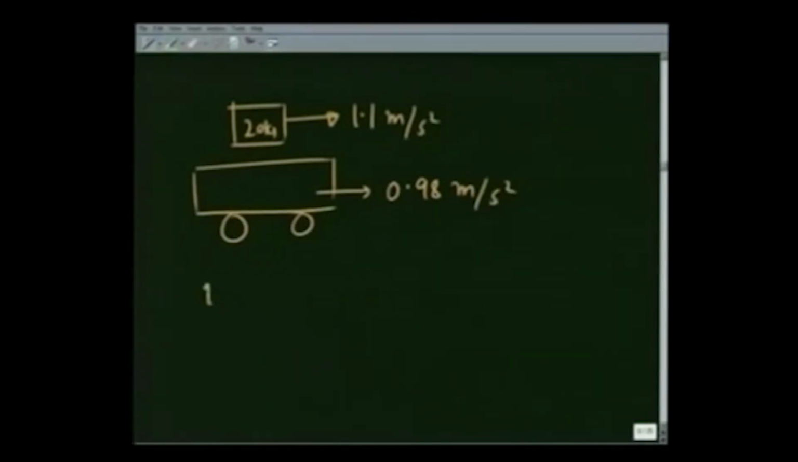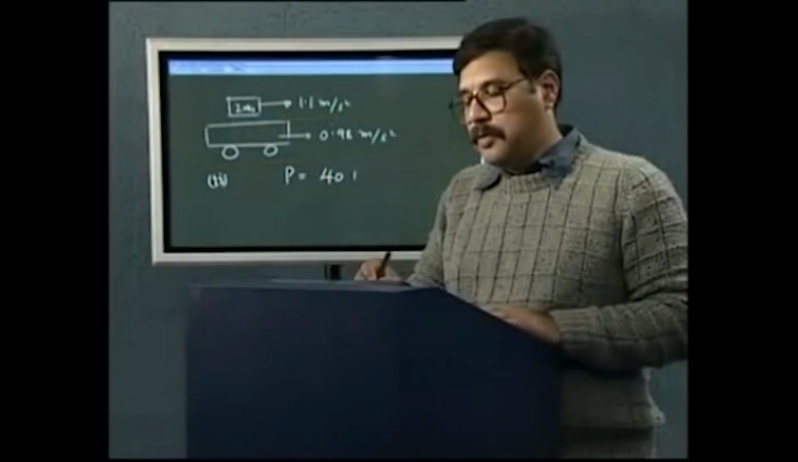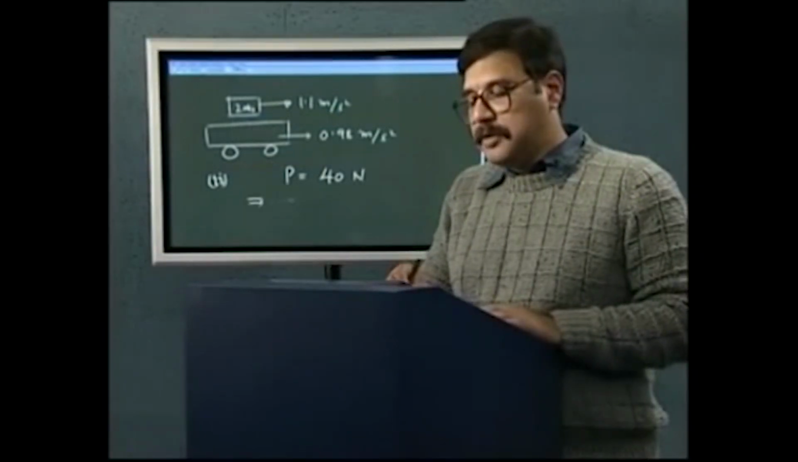Let us see the other case when P is equal to 40 newtons, which implies that 2p is going to be 80 newtons.